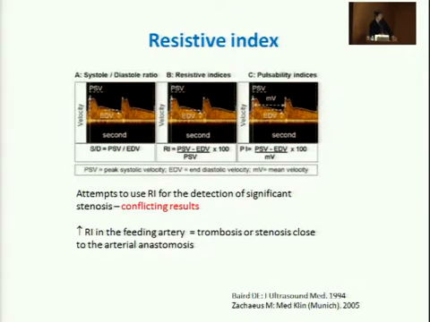Resistive index is explained here, and of course it's high in all of us in the peripheral arteries if we don't have any vascular access and do not work hard, but it falls after the creation of shunt. Therefore, this was why resistive index was studied, but the results were conflicting.